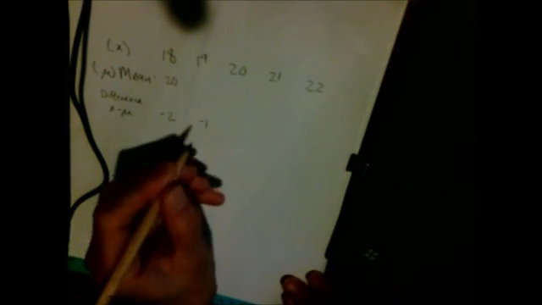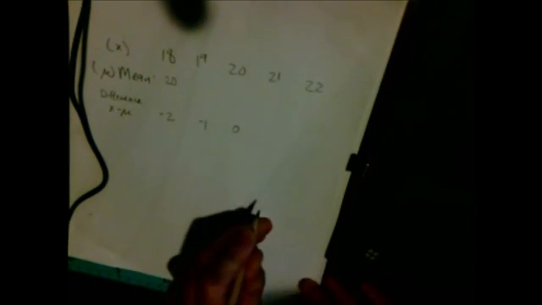Okay, so now we're going to take the difference between the mean and each data point. The difference is x minus mu. So the mean is mu, and the data points are x. The difference between 18 and 20 is minus 2. Difference between 19 and 20 is minus 1. The difference between 20 and 20 is 0. 21 and 20 is 1. 22 and 20 is 2.